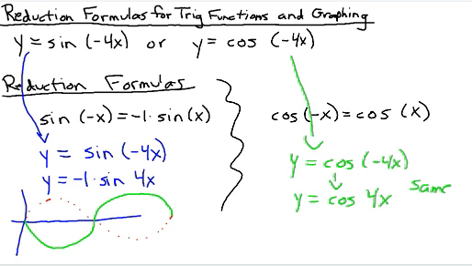Alright, now I'm going to go ahead and give you the tangent reduction formula. We're not going to be graphing tangent this week. That's to come. But the reduction formula for tangent is just the tangent of a negative angle is equal to the negative of the tangent of a positive angle.